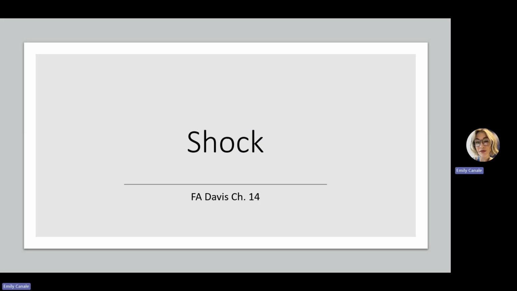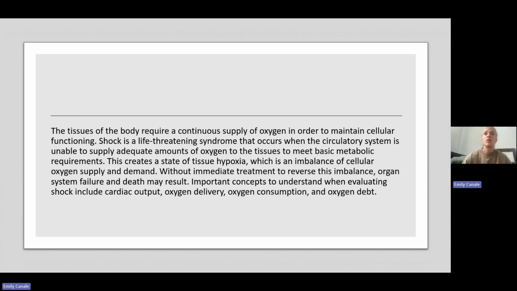All right, everyone, this is your lecture on shock, which is in chapter 14 in F.A. Davis. So essentially, when we think about shock, I want you all to be thinking about a state of decreased oxygen to the tissues. So we need oxygen in order to function. So if we have shock, this is something that would be life-threatening because we are not able to get adequate amounts of oxygen to the tissues. So we're not able to function the way that we need to.